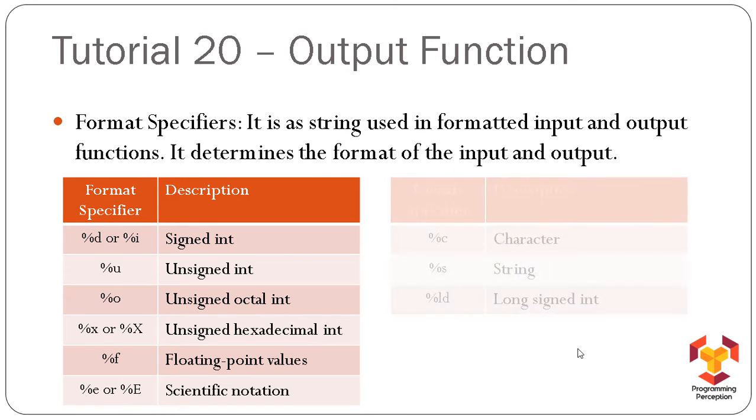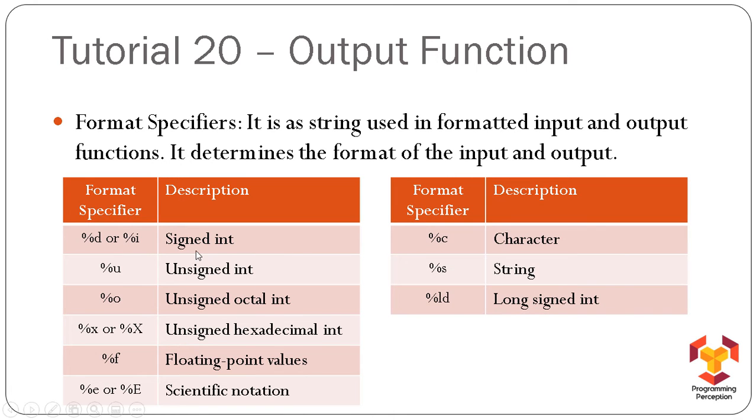Now there are different format specifiers available for us. You can clearly see that for signed integer we have %d, and in place of %d we can also use %i. For unsigned integer we have %u. For unsigned octal integer we have %o. For unsigned hexadecimal integer %x in lowercase and uppercase. For floating point values %f. For scientific notation %e, both in lowercase and uppercase. For characters %c, for string %s, and for long signed integer %ld.